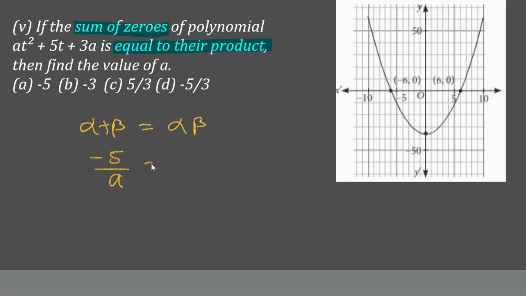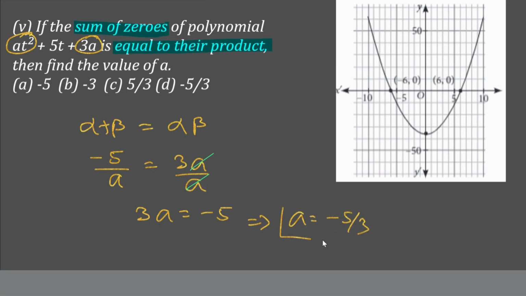So minus b over a is equal to the product of the zeros. And what is the product of the zeros? It is the constant term divided by the coefficient of x square, that is 3a over a. Now we can see that here a and a get cancelled, so we are going to do cross multiplication. That is 3 times a is equal to negative 5, or from here it implies that a will be equal to negative 5 over 3. So we can say this matches, yes, option D is correct in this case.